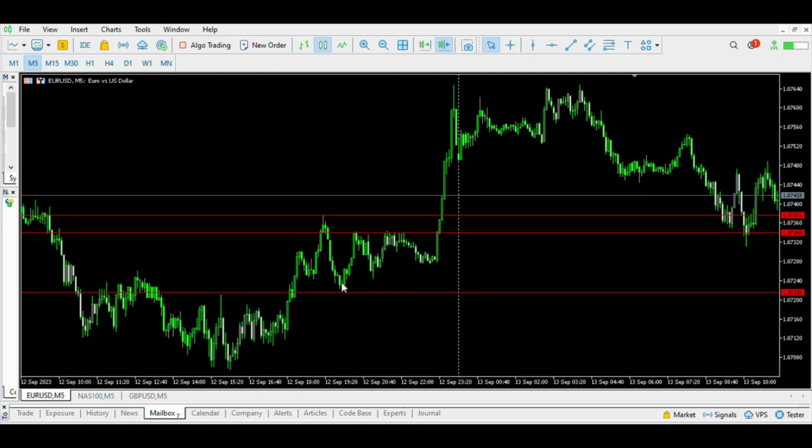Our stop loss is underneath here, the origin of the move. Our first entry could be here. Our second entry could be there. And when price comes back to there, we're looking for reactions from both of them.